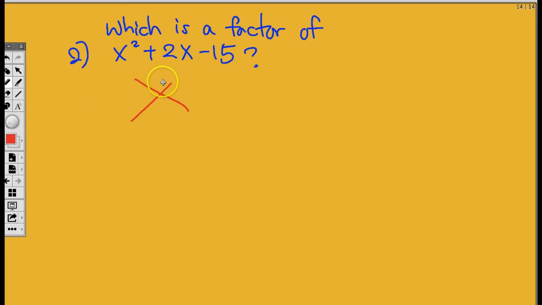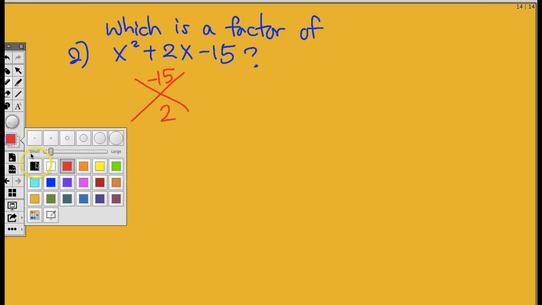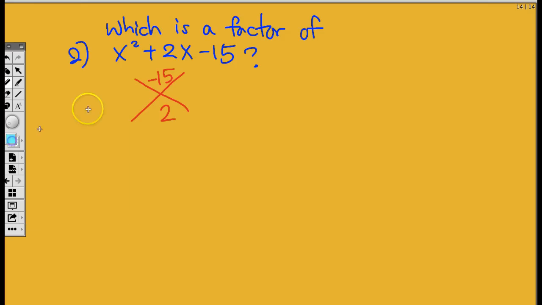What number goes on top? Ready, go. I wonder how many people answered. 1 times negative 15 is negative 15, so negative 15 goes on top. And then the number that goes at the bottom is a 2. Now what we want to do is try and come up with two numbers that when you multiply together, we'll get negative 15, but when you add them together, you'll get 2.